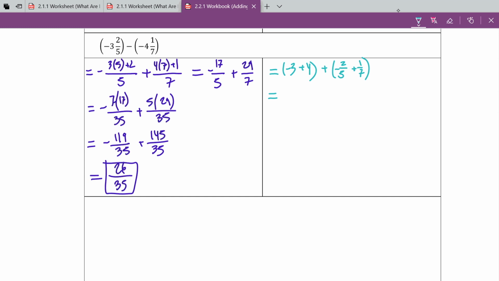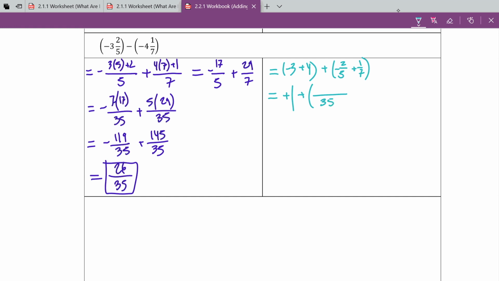Well, the first part's pretty easy. Negative 3 plus 4 is going to give us positive 1, to which we're going to add whatever happens inside the brackets. Now, inside the brackets, we have negative 2/5 plus a seventh. And it's pretty clear that we need the lowest common denominator between 5 and 7. In that case, it's going to be 35, because 5 times 7 is 35.